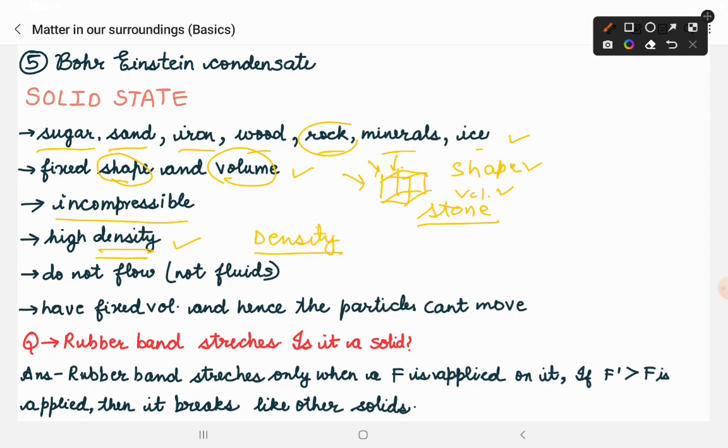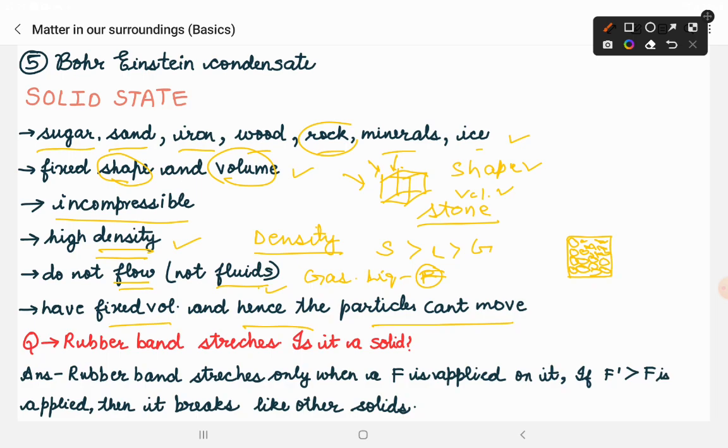You should remember this density relation, that solids have the highest density, then liquids, and then gases. They do not flow, meaning they are not fluids. In the previous class we studied that gases and liquids are fluids, meaning they have the tendency to flow, but solids are not fluids. They have fixed volume and hence their particles cannot move. If this is the volume, all the particles are very tightly packed, so the particles do not have any space left for moving here and there. Because they have a fixed volume, the particles cannot move.